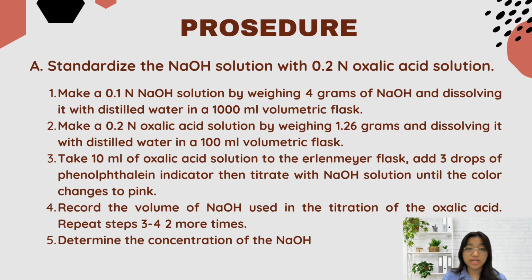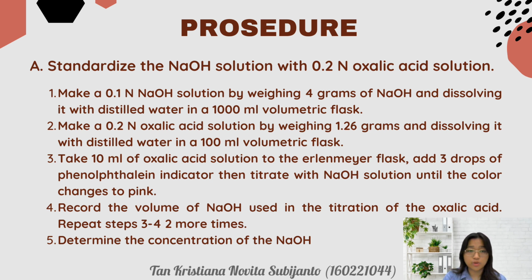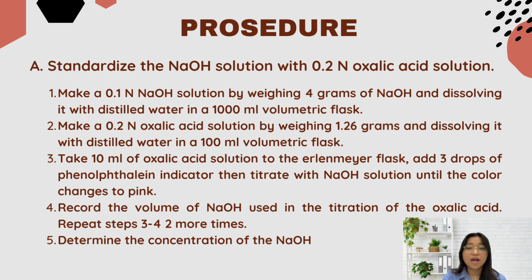The first procedure is to standardize the sodium hydroxide solution with 0.2 N oxalic acid solution. The steps are: make 0.1 N sodium hydroxide solution by dissolving 4 grams of sodium hydroxide in 1000 milliliters of water. Then, make a 0.2 N oxalic acid solution by dissolving 1.26 grams of oxalic acid in 100 milliliters of water.